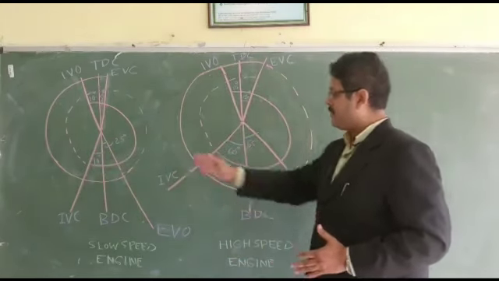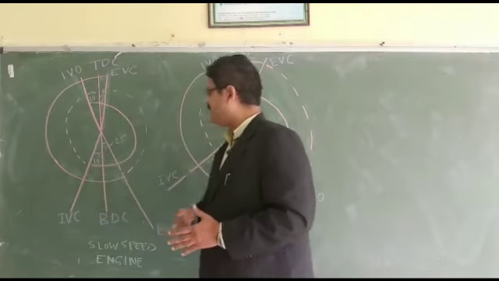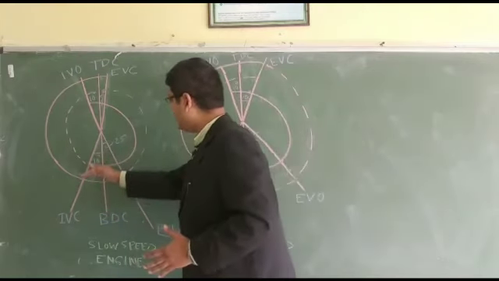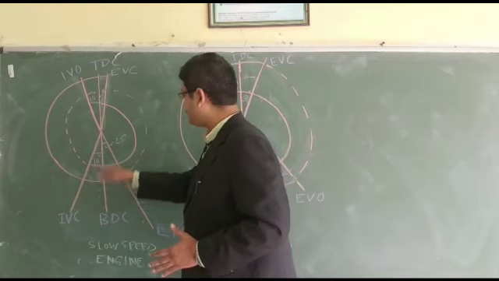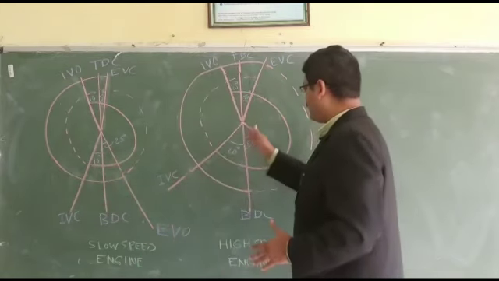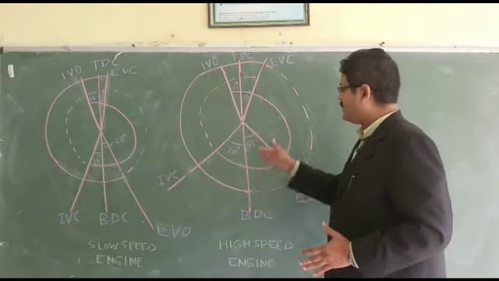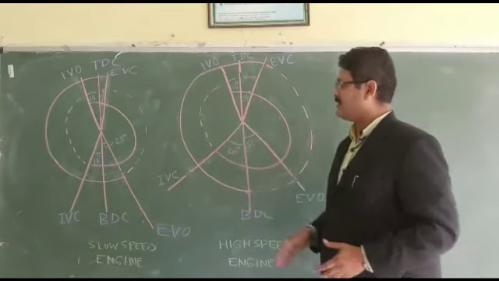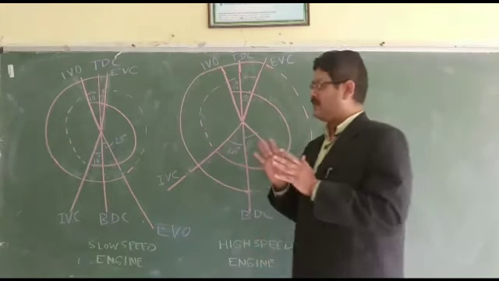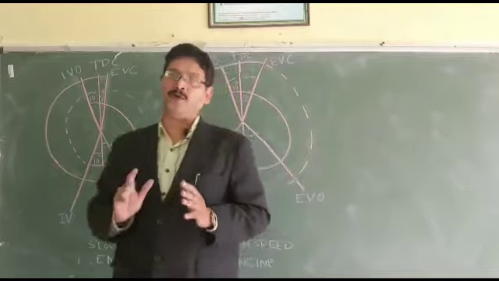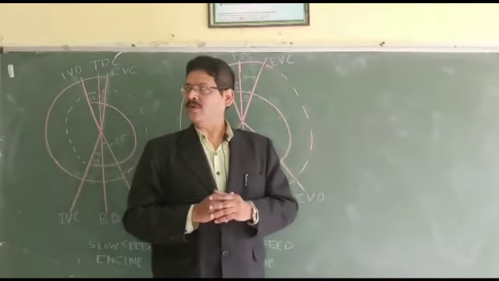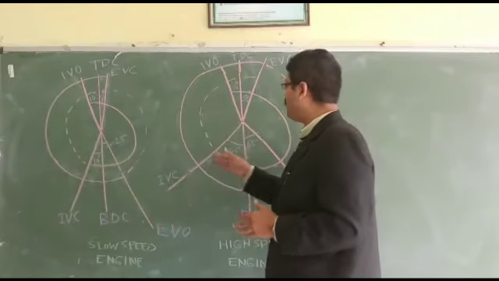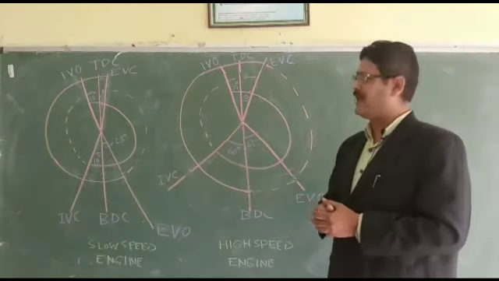That means in case of your slow speed engines, the inlet valve is closed 10 degrees after the bottom dead center position, whereas in this case it is as high as 60 degrees, and that is very important for us to remember. The same is true about the exhaust valves also.